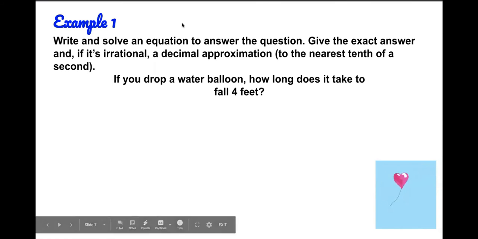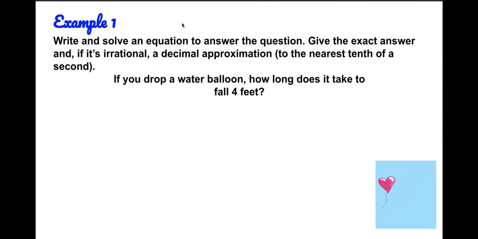If it were to just drop from wherever it was dropped from, we would be able to use our following simple equation, which is d of t equals 16t squared, where d of t is going to represent the distance that it's traveled, and t is going to represent its time.